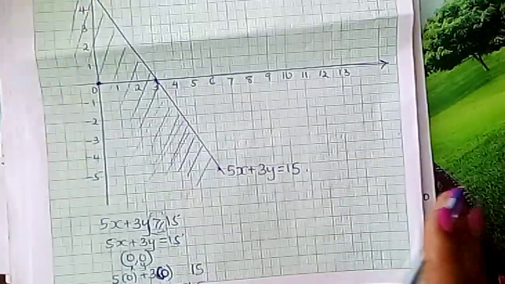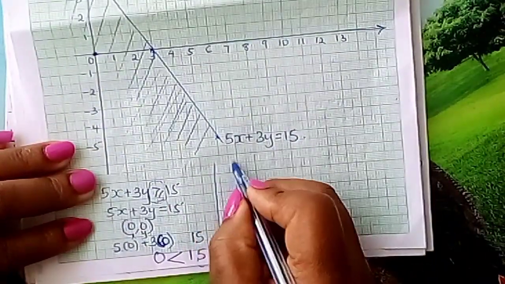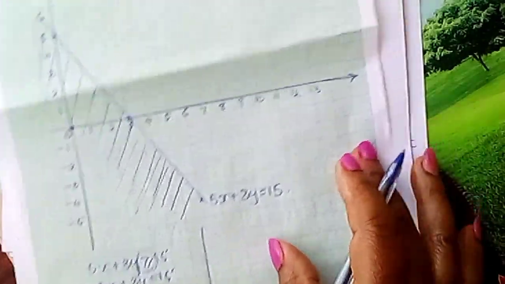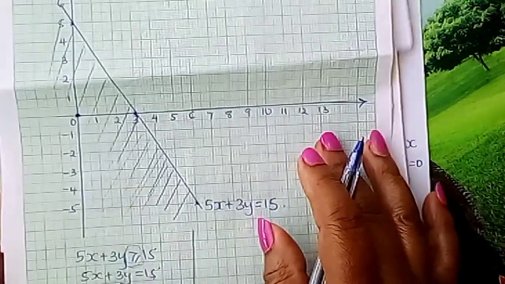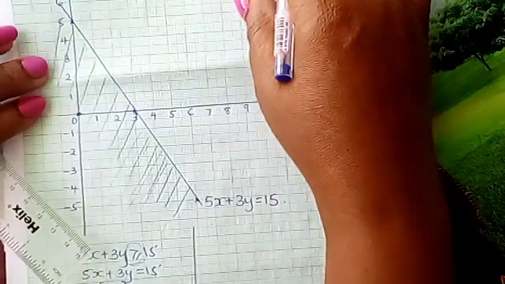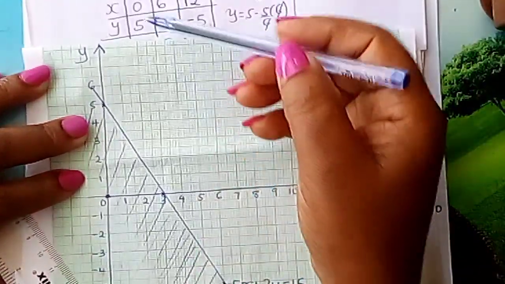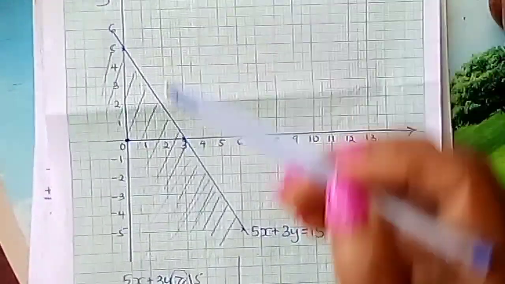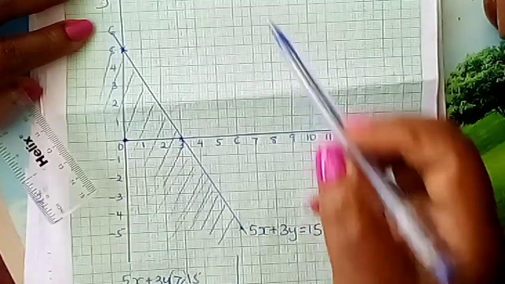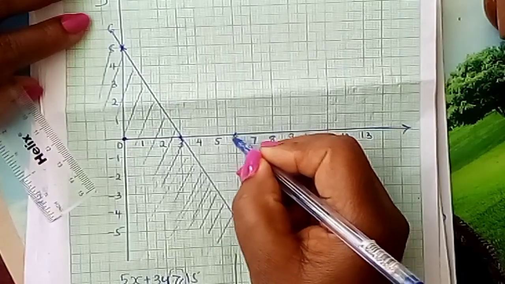The second inequality is this. Can just write here. The second inequality was what? Let us first draw the line. So we drew the line with our coordinates. There we are. I hope you can see them. So 0, 5, look at that. 0, 5, the second line. Then 6, 0.